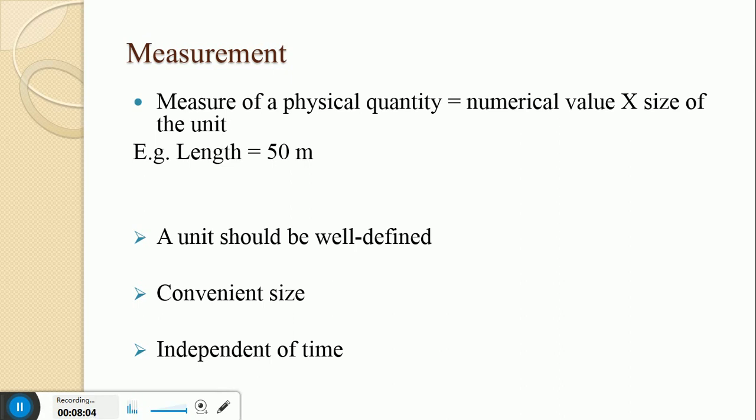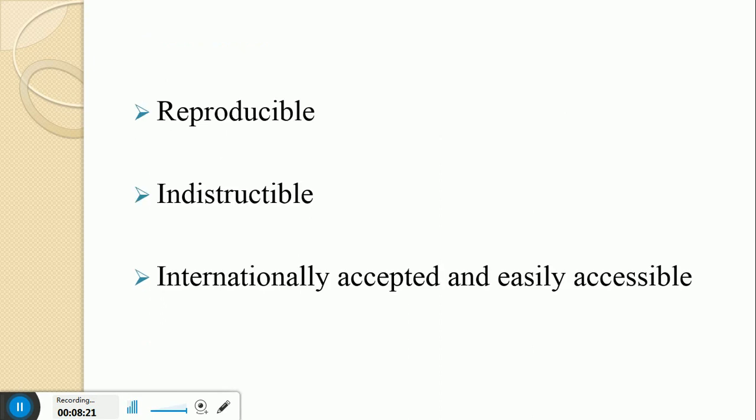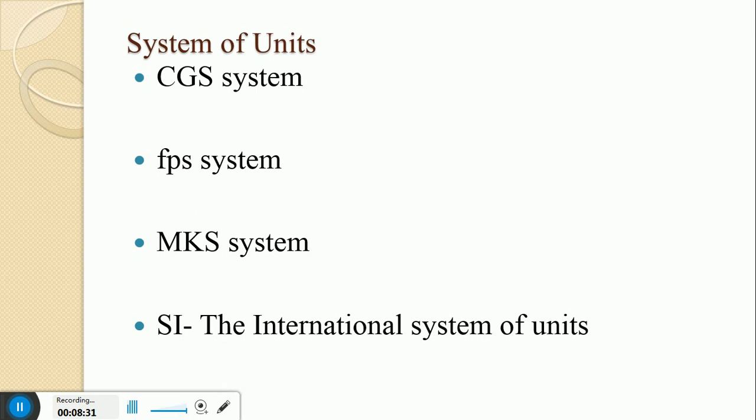And this unit has certain properties. One, a unit should be well defined. It has a convenient size, meaning it can easily be multiplied and divided. It is independent of time, meaning its value does not change with time. Reproducible, meaning anyone else can easily reproduce it. Indestructible, it is not destroyable. Internationally accepted and easily accessible.